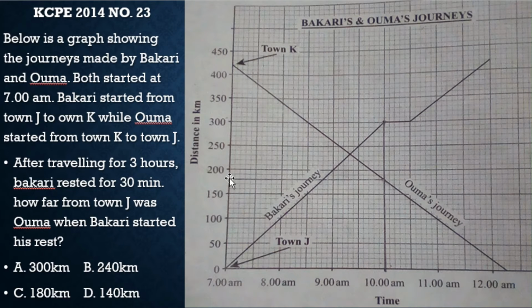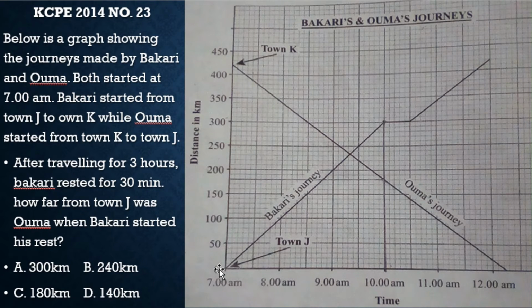180. So at the time Bakari rested, Omar was at 180 kilometers, and then we want to know how far from town J he was, and town J is down here at 0. So we take the difference between 180 and 0, which is 180 kilometers away from town J.